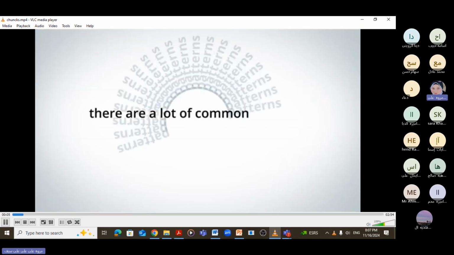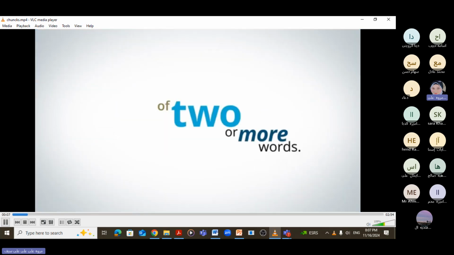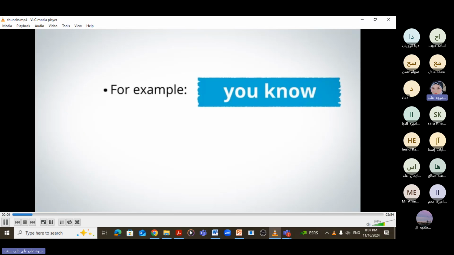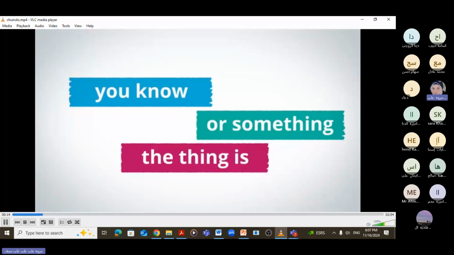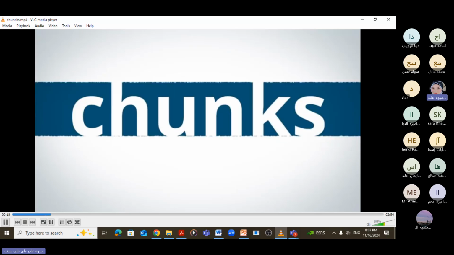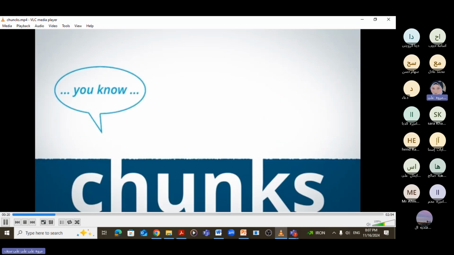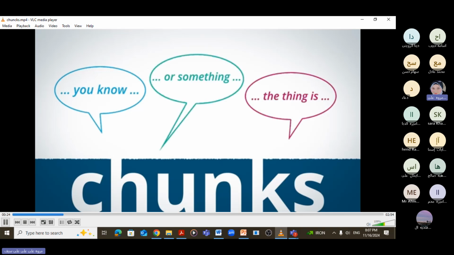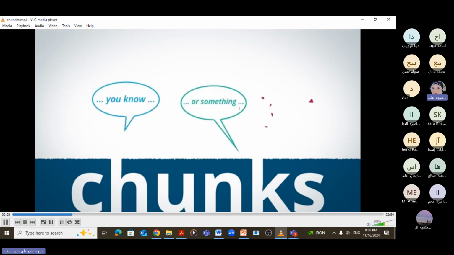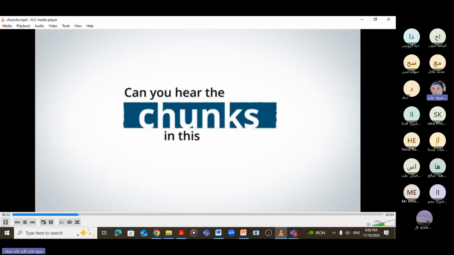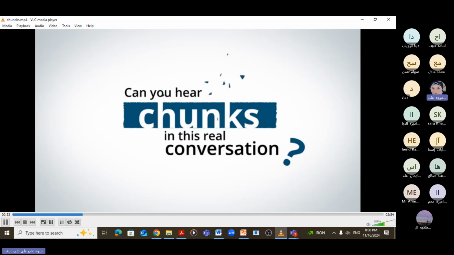In informal spoken English, there are a lot of common patterns of two or more words. For example, you know, or something. The thing is, we call these chunks. Some of these may not work in formal writing, but native speakers use them a lot in informal social English. Using them in conversations can help you sound more fluent. Can you hear the chunks in this real conversation?